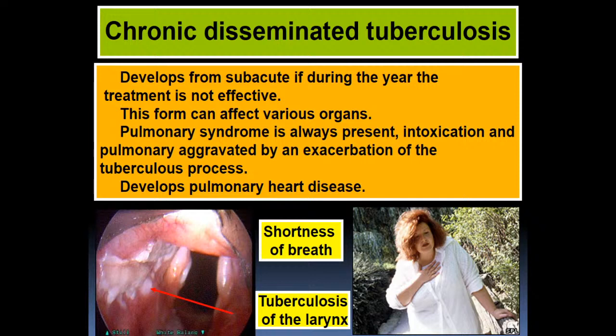That's why duration of this form of TB is chronic. Periods of remission can change to periods of manifestation, exacerbation. And during this form of TB, pulmonary heart disease can develop.